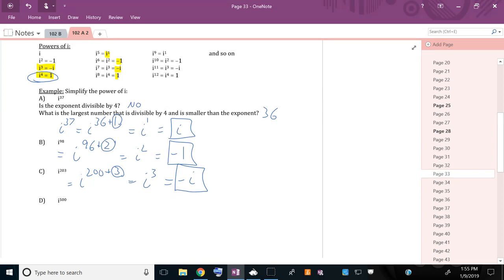Finally, I've got i to the 500. 500, that number is divisible by 4. So if your exponent is divisible by 4, my answer is just +1. So again, those are the only 4 possibilities, and we have now seen an example for each one of them.